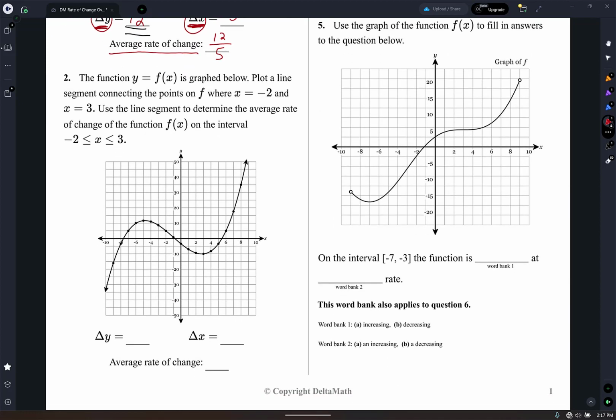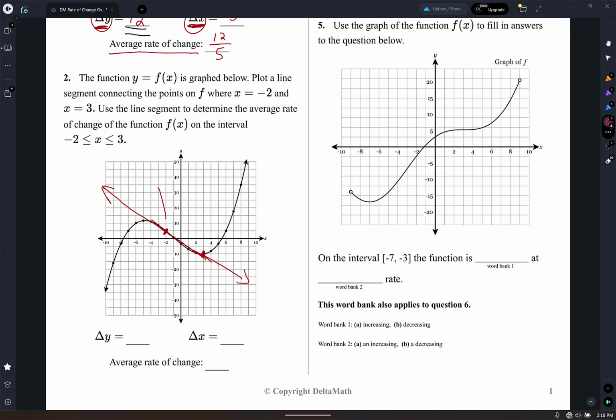Observe the scale on the y-axis, guys. So it says the function y equals f of x is graphed below. Plot a line segment connecting the points on f where x equals -2 and 3. So I'm going to go to -2, 5, put a point, and 3. So I'm going to go to 3, looks like it's -10. Make a line segment. What is this called? This line here? It's a secant line.